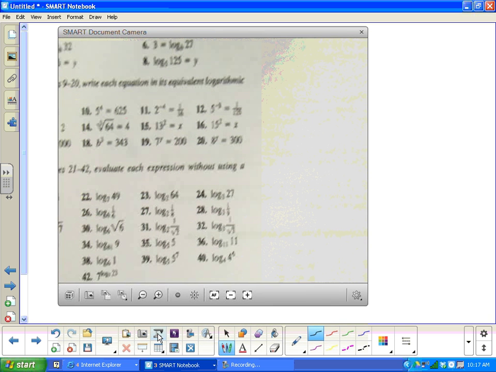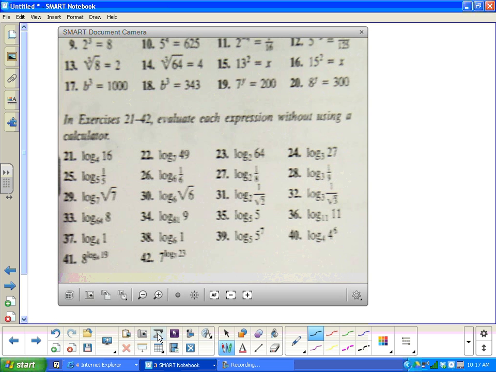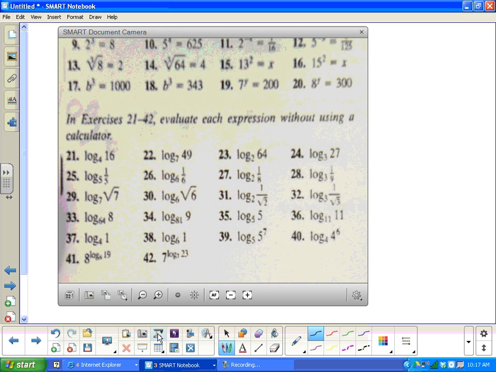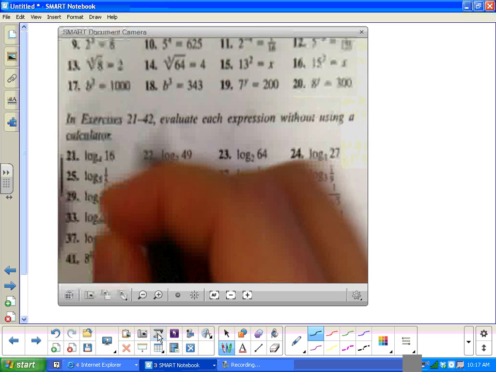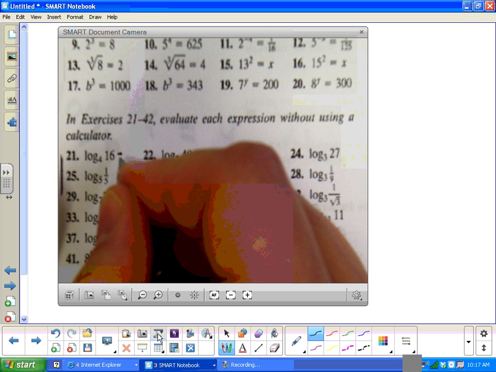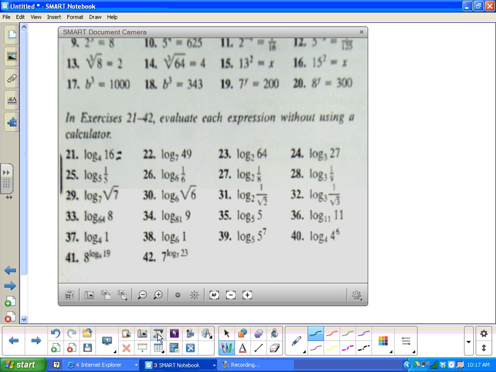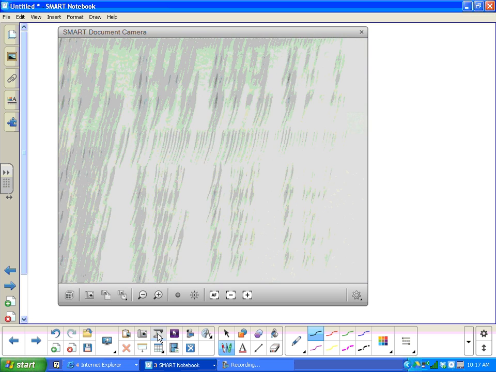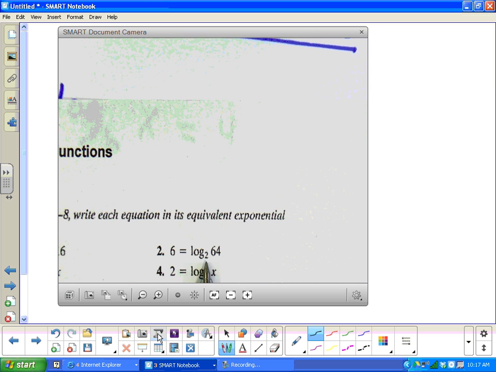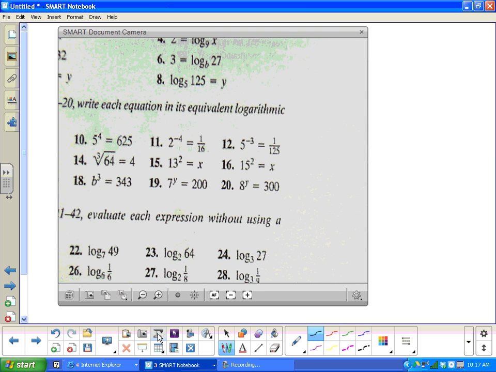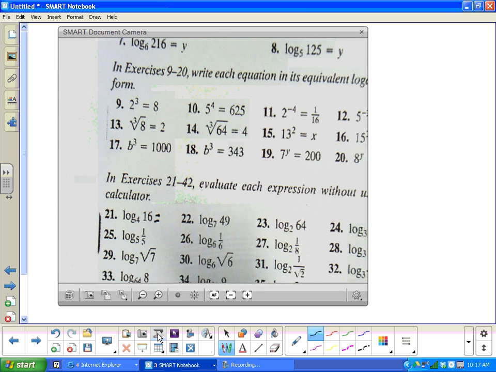Now, we're just going to look at the next step. We're going to evaluate a logarithm. When you evaluate a logarithm, what you're trying to do is figure out what this is equal to. The way that I figure this out is I just think of it in exponential form. Just like what we said with 2 to the 6th power equals 64.